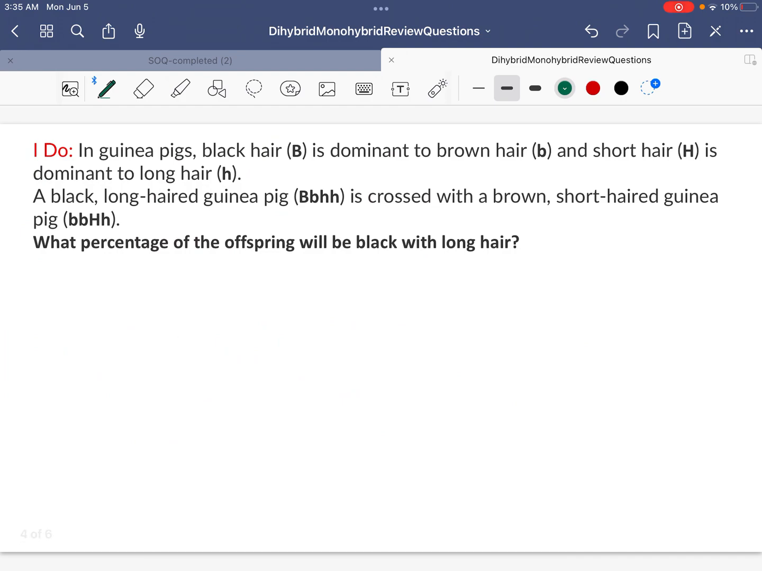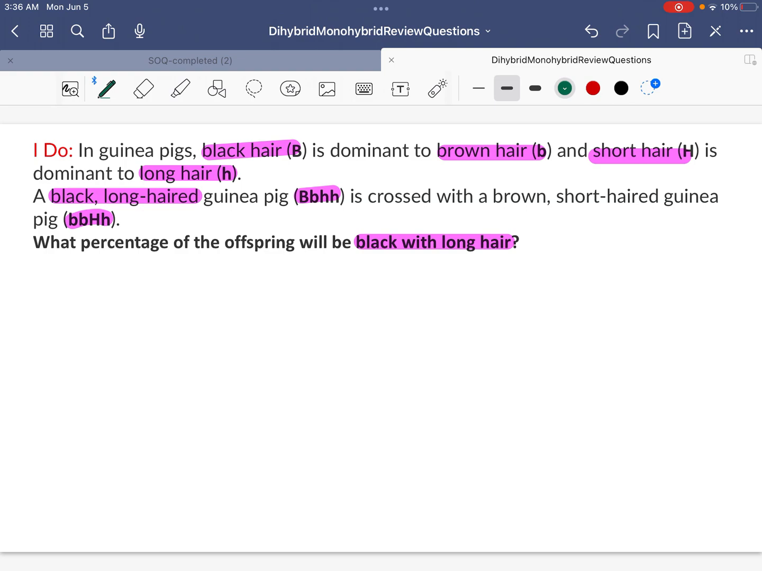Lastly, class, we're going to look at dihybrid. So remember, di means 2. That's why you're working with 2 different traits. So black hair is dominant and brown hair is recessive. Short hair is dominant to long hair. So a black long-haired guinea pig is crossed. What percentage of the offspring will be black with long hair?